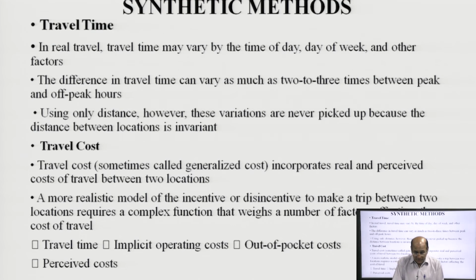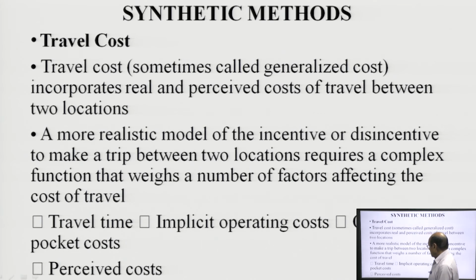Travel cost, sometimes called generalized cost, incorporates real and perceived cost of travel between two locations. A more realistic model of incentives and disincentives to make a trip between two locations requires a complex function that weighs a number of factors affecting the cost of travel, and they are travel time, implicit operating cost, out of pocket cost and perceived cost.